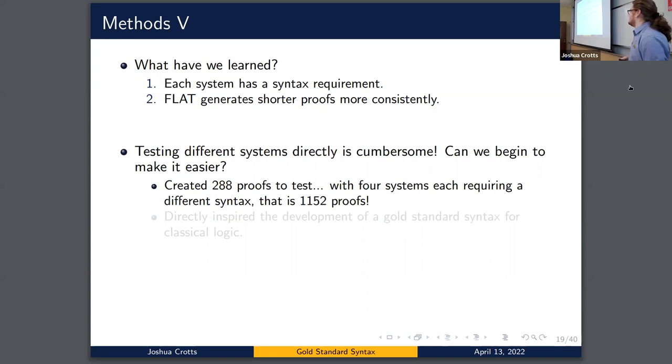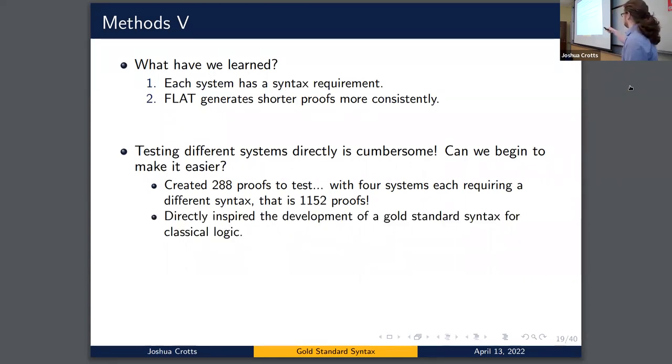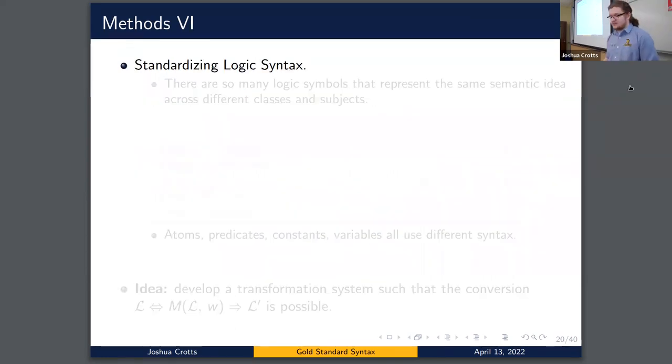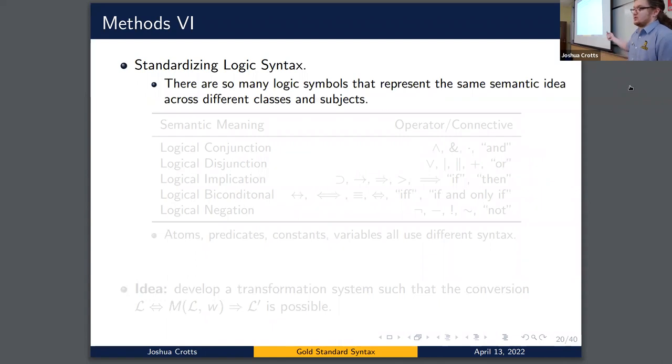So we created 288 proofs. And with 4 different systems for syntax, that's over 1,100 proofs. And if you want to test more systems, just multiply that number by n+1. So it gets pretty ridiculous. That actually inspired the desire for a gold standard syntax. So we're going to jump right into that now.